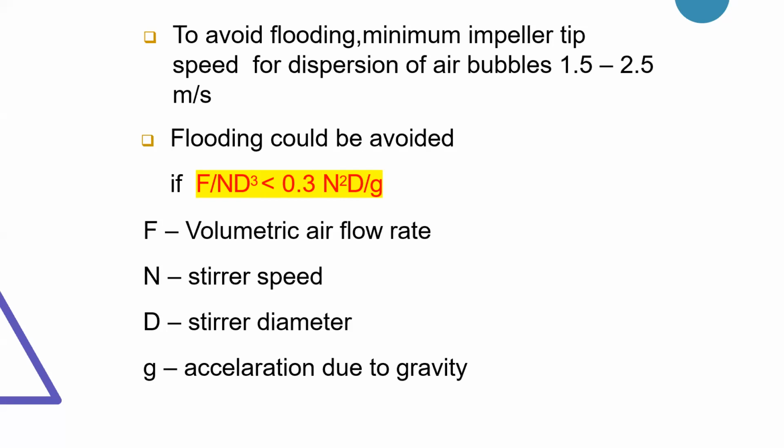So for this calculation, first I need to calculate the ratio of volumetric airflow rate to the stirrer speed and stirrer diameter, and I should see that this ratio is less than N^2 D/g, with stirrer speed, diameter, and acceleration due to gravity. If I find out by mathematics that this is maintained in the fermenter, then there will be no impeller flooding.